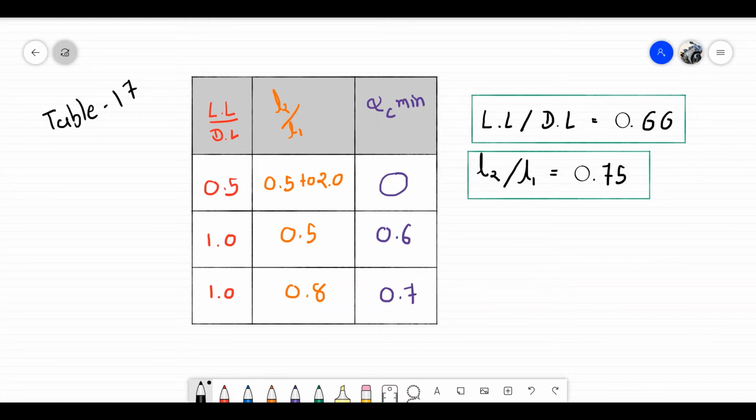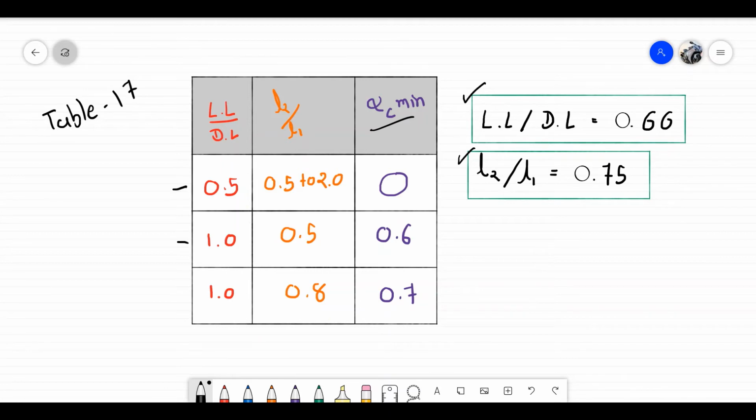Okay, I just separate this chart. Why? Because we have two conditions here: live load and dead load ratio, and as well L2 L1 ratio. Here we have to fulfill these two conditions to find out alpha C minimum. So live load dead load ratio is 0.66. So here is 0.5 and 1.0. So alpha C minimum value is in between these two values.